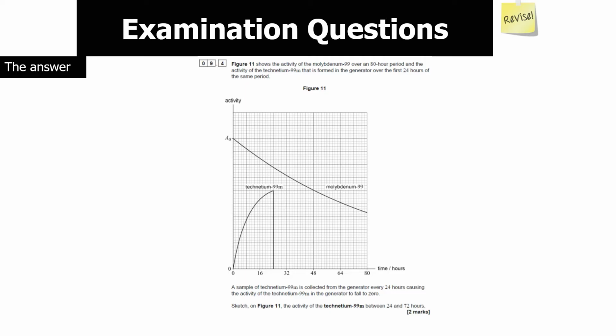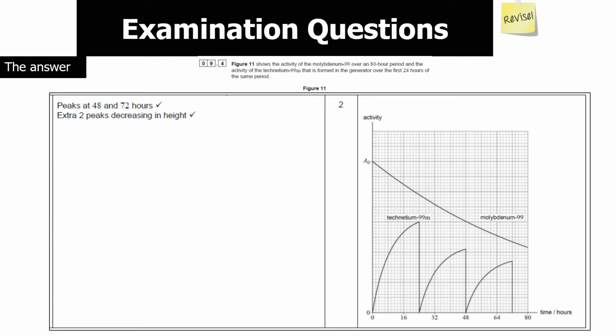However, they're going to be smaller values, because you should be aware that it's taken out quite a bit of it each time, so there'll be less technetium to go through. So you should be seeing peaks at 48 and 72 hours, so you'll see that added on 24 each time, and then they'll decrease in height because there's less of the sample present.